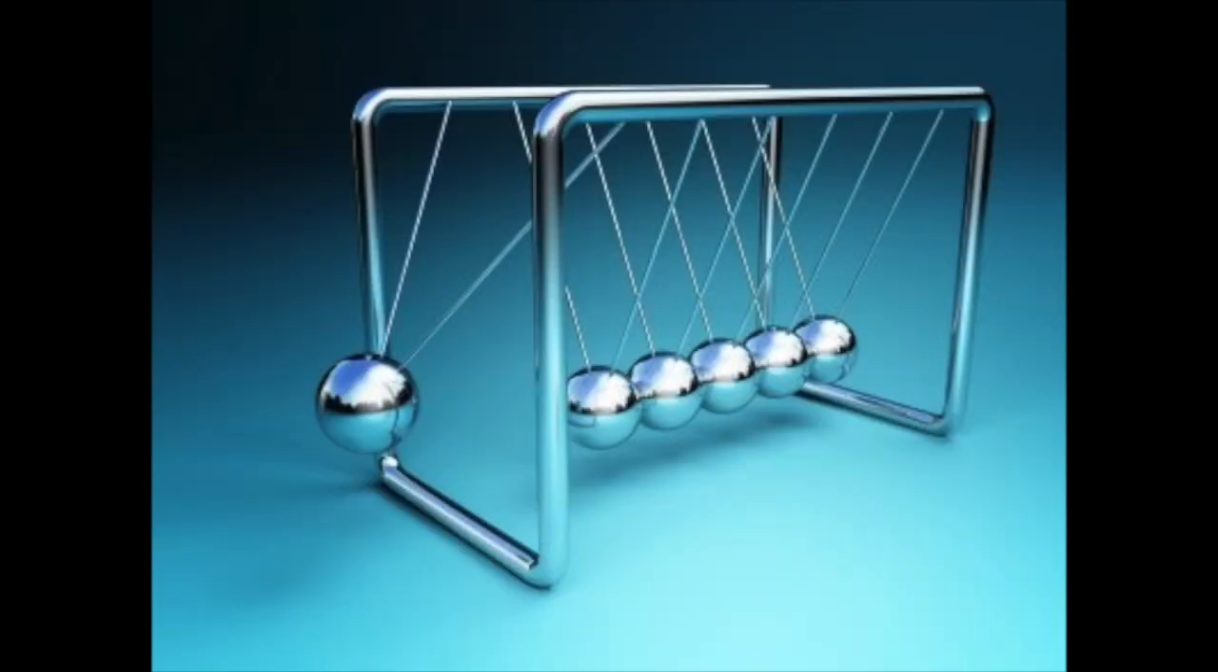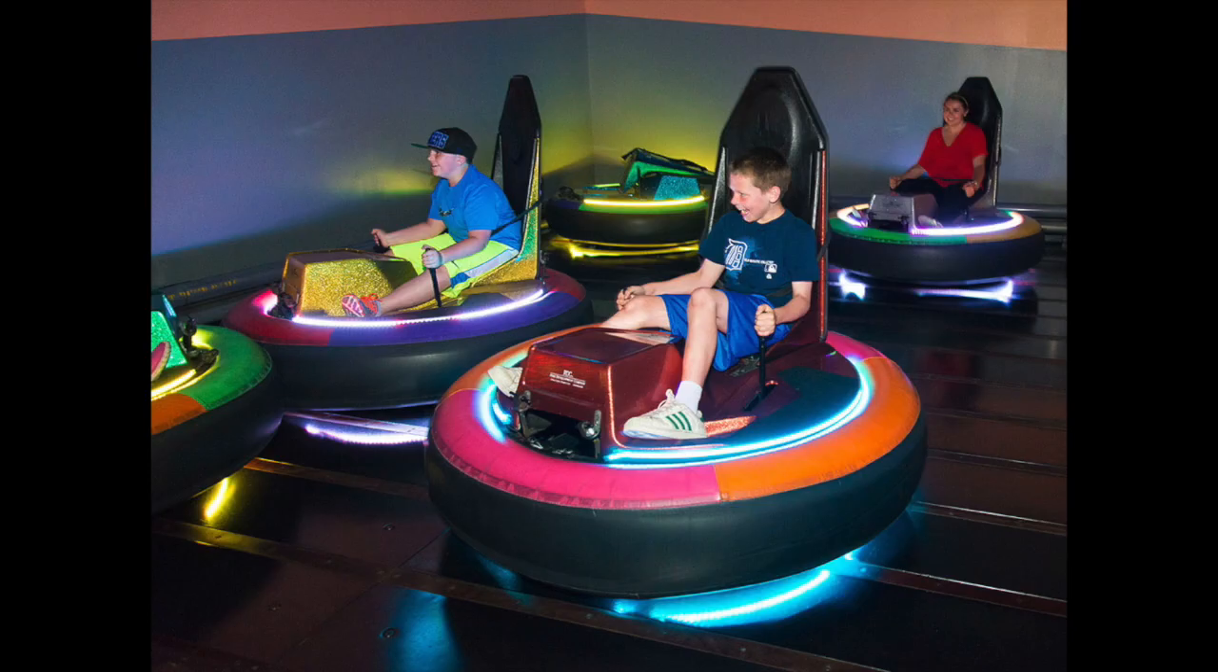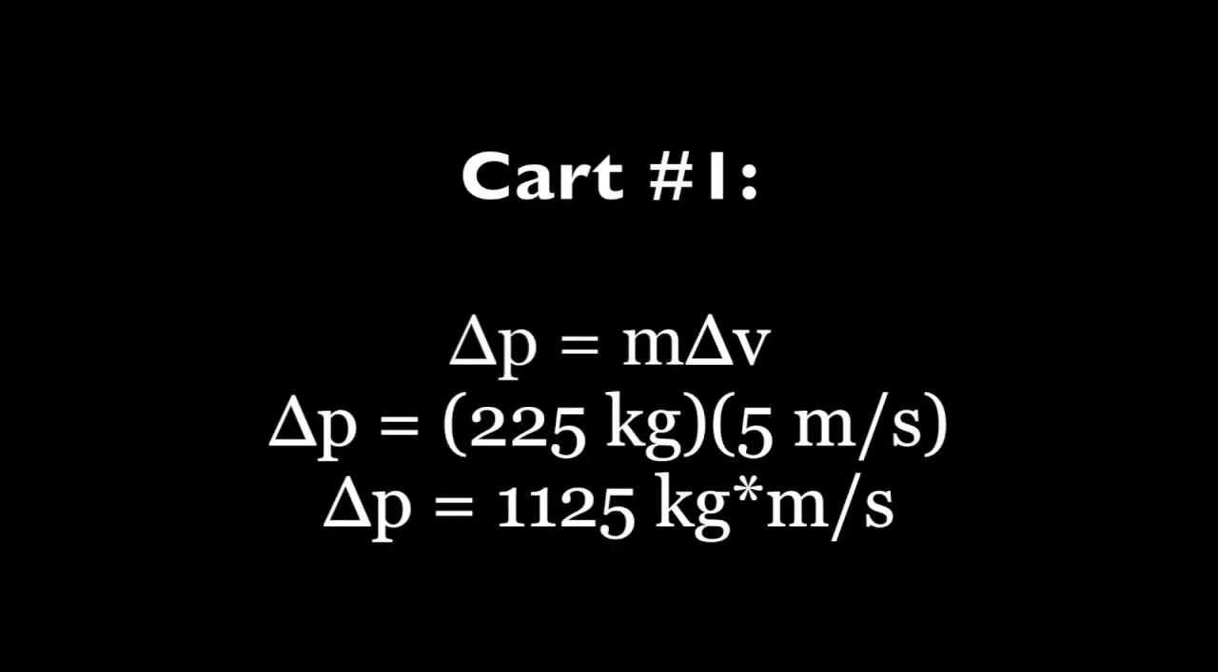Momentum is represented in physics as delta P and is affected by an object's mass and velocity. An example of momentum in an amusement park is bumper cars. Two bumper cars that both have a mass of 225 kilograms are stopped and start to travel towards each other at 5 meters per second and 7 meters per second. What is the momentum for both cars? We can find the answer by plugging in the velocity and mass of both cars into the equation delta P equals mass times delta V to get 1,125 kilograms meters per second and 1,575 kilograms meters per second.